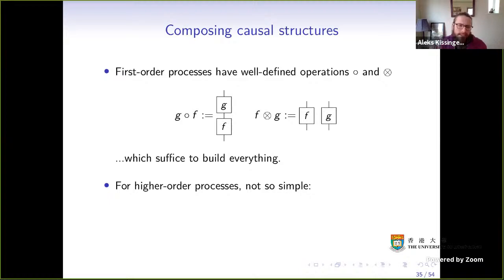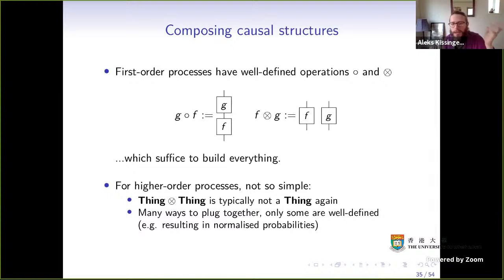For higher order processes, this is not so simple. For one reason, taking the tensor product of a thing with a thing is typically not a thing again. What do I mean by thing? Well, if I take a quantum channel and take a tensor product with another quantum channel, I just get a bigger quantum channel. This is actually not the case for something like process matrices, which I'll talk a little bit more about.